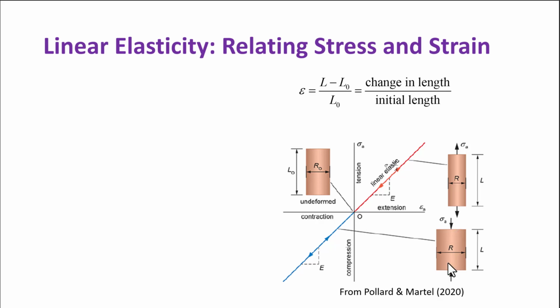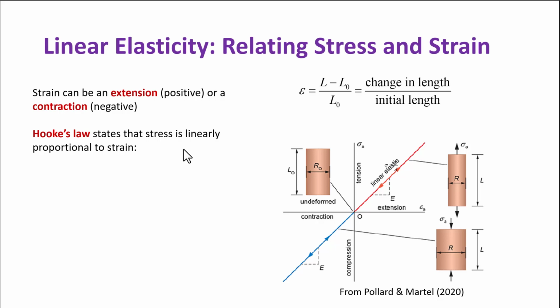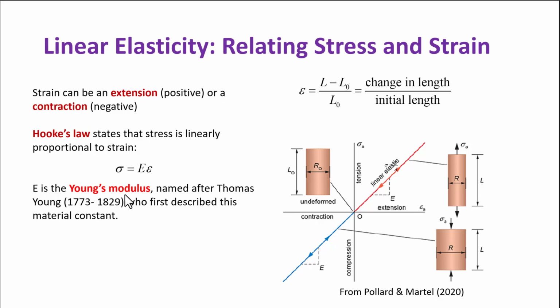If the sample is compressed, stress is negative along the axis of the sample. Strain is negative. Again, it's a linear relationship, and the slope is elastic stiffness. So just to summarize, strain can be extension, positive, or contraction, negative. Hooke's law states that stress is linearly related to strain by stress equal a coefficient multiplied by strain, and the coefficient is called Young's modulus, named after Thomas Young, who first described this material constant.